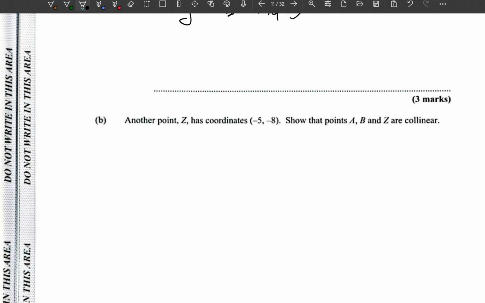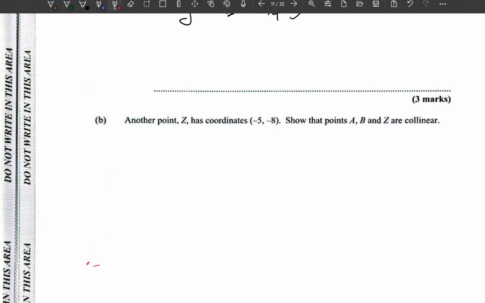Part B tells us that another point Z has coordinates -5, -8. They want to show that the points A, B, and Z are collinear. So A, B, and Z must all lie on the same line. So if we have a point A here and a point B here, then Z must be on that same line. So that means if we find the equation of the line segment AB, then Z should lie on that same line, meaning the points of Z should satisfy the equation of AB.